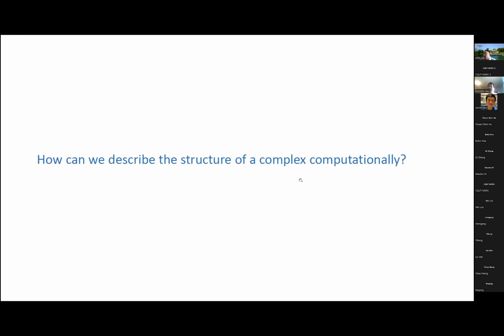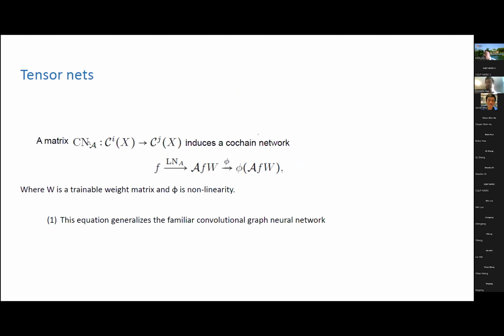So how can we describe something like this computation? The easier one is the convolution. If I have some matrix A that maps the I cochain space to the J cochain space, then this matrix induces a cochain network that goes from the same domain to the same codomain. If you think of A as just the adjacency matrix, then this goes from C0 to C0, and gives you back the regular convolution. But you can replace it by anything, really. You can replace it by the boundary functions, or by the Laplacian, and obtain the same. So this is a quick way to define a convolutional operator.